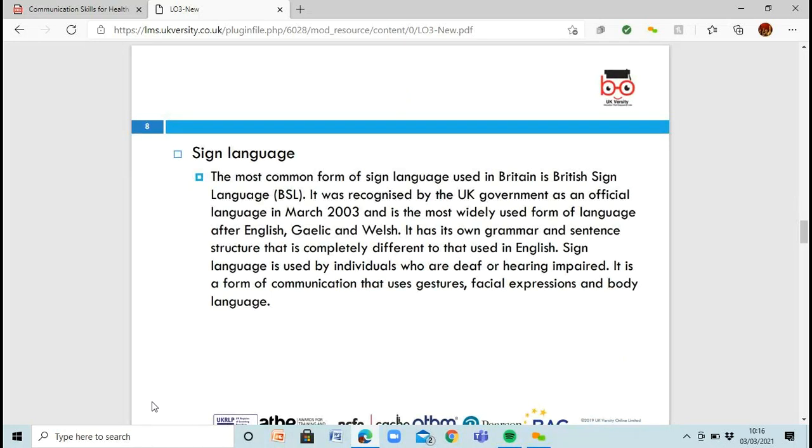And then sign language again. You might need to have somebody come in who has British Sign Language or Makaton if they're from a different country. So you've got your Braille and you've got your sign language on here.